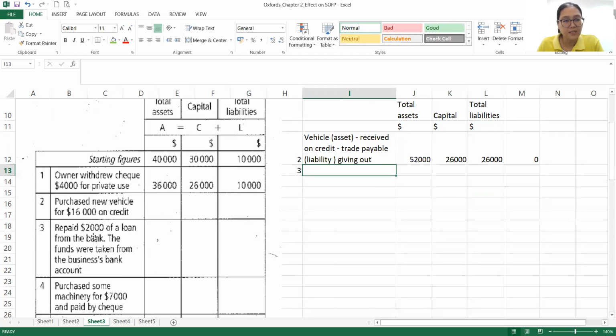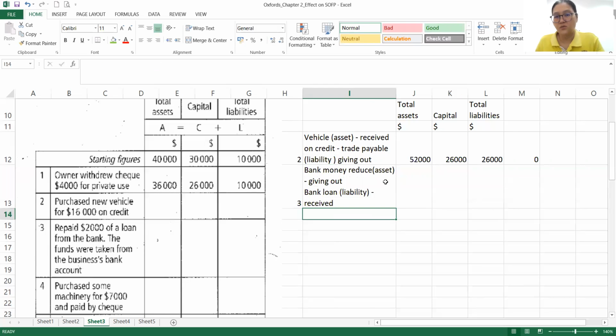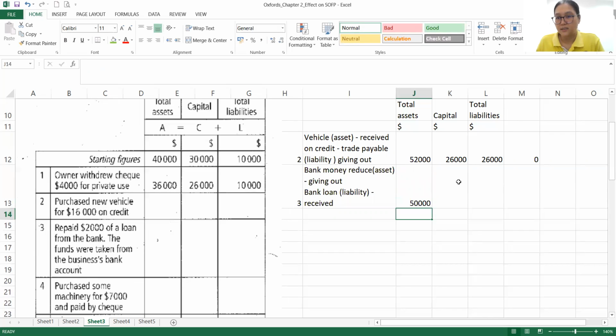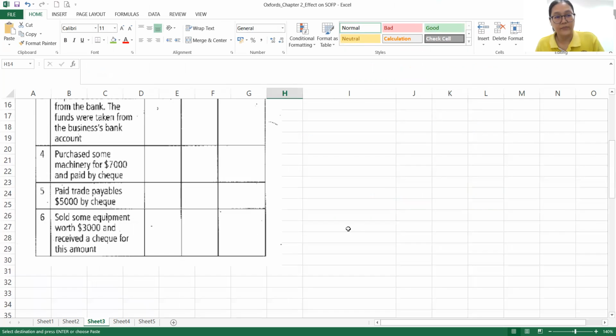OK, number 3, repay the 2,000 for a loan from the bank. Of a loan from the bank, repay means paying back the money, the funds taken from the business, so it means bank money reduces. Bank is an asset, so it is giving out, so reduce means giving out. And which account receives? Bank loan, liability, received. So when the bank is giving out, that means asset will reduce by 2,000, and capital has no change, but liability, because bank loan is a liability, bank loan received means that the bank loan will reduce by 2,000. So we test whether our accounting equation tallies. Yes, it's tally. OK, question 4.